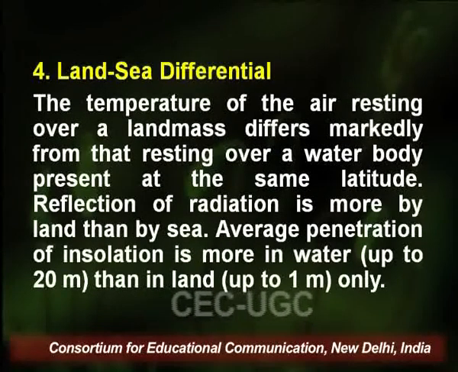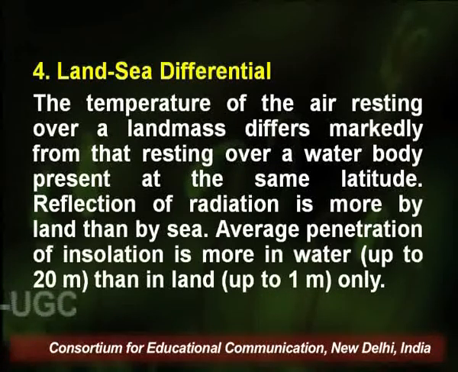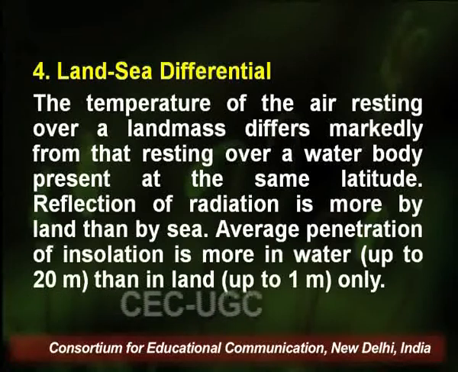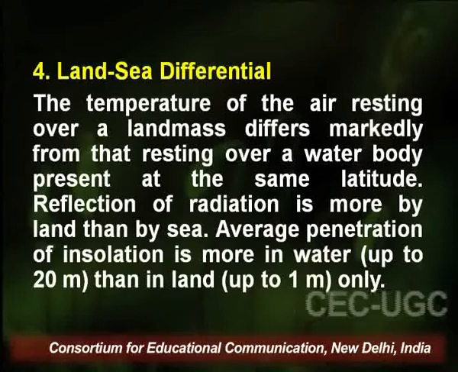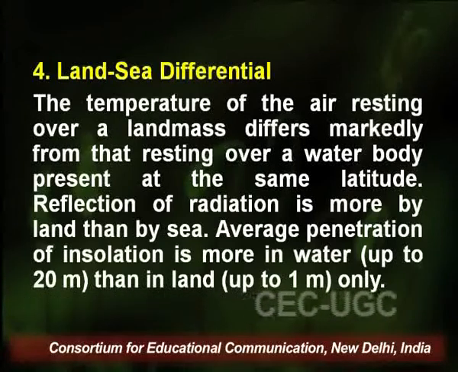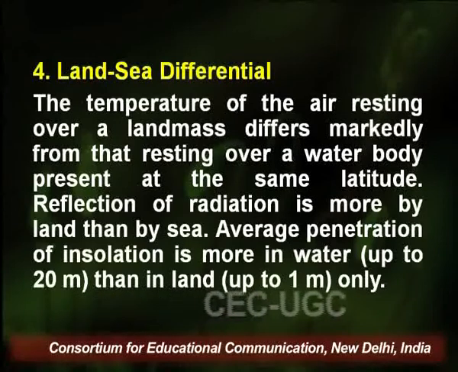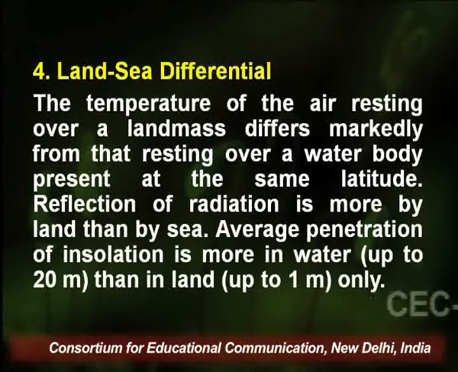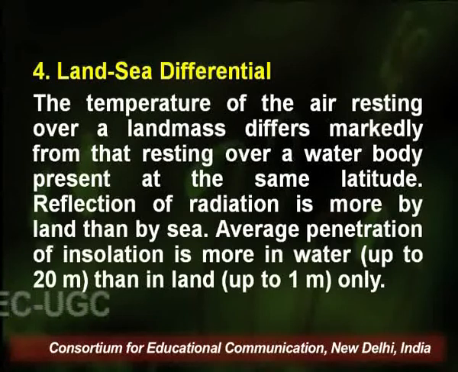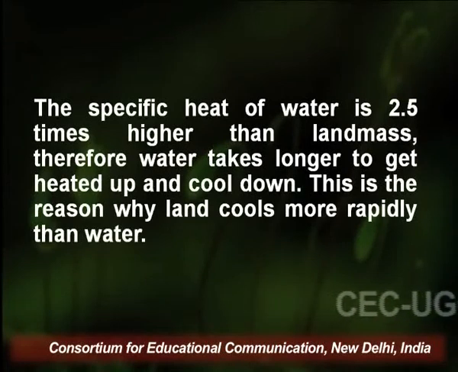Now the next one is the land-sea differential. The temperature of the air resting over a land mass differs markedly from that over a water body present at the same latitude. They are differentially marked, meaning they have variation in temperature. Reflection of radiation is more by land than by sea. Average penetration of insolation is more in water, which is up to 20 meters, than in land, which is just up to 1 meter. The specific heat of water, we all know, is 2.5 times higher than that of the land mass.